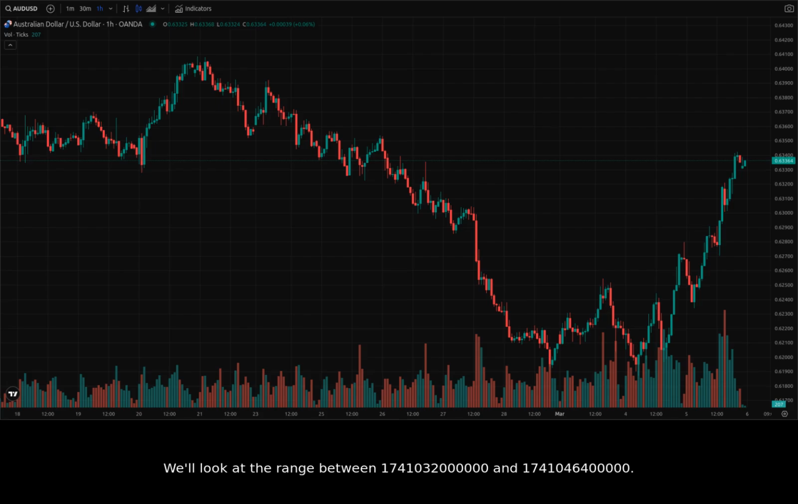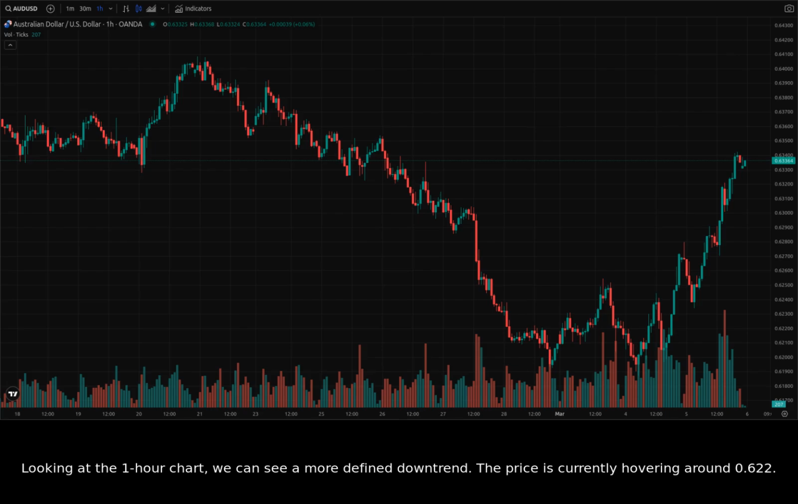Looking at the 1-hour chart, we can see a more defined downtrend. The price is currently hovering around 0.622. A break below this level could signal a further drop, while a bounce could lead to a retest of the 0.624 resistance. The overall short-term trend is bearish, although there could be a short-term bounce.